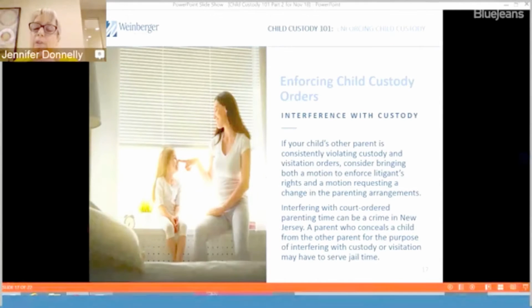Interfering with court-ordered parenting time can be a crime in New Jersey. Yeah, it's really, really serious. A parent who hides the child from the other parent or takes the child out of state without the other parent's permission could be seen as kidnapping the child, could be seen as interfering with custody or parenting time, and may actually get a jail sentence. Now, this is really in the extreme, but it certainly can happen. So don't mess around with not following your court orders.